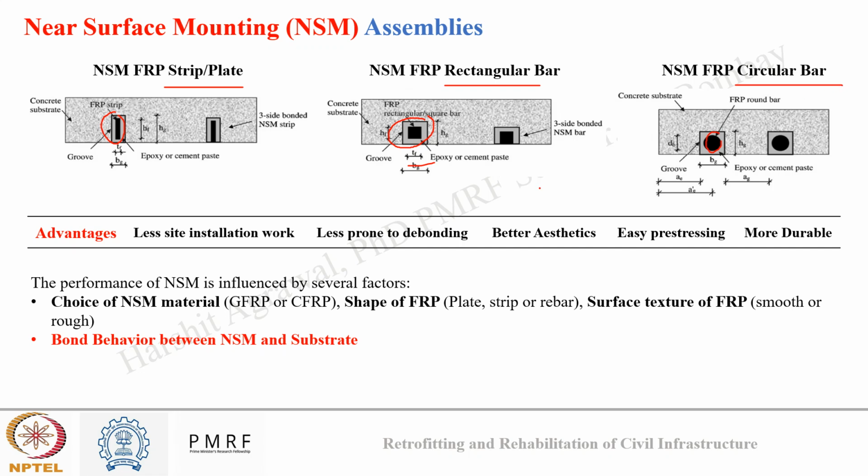From this we can see several benefits of opting for FRP for strengthening. What are these benefits? Since these are mounted near the surface, they require less site installation work. Since they are embedded inside the concrete and not attached on the surface of concrete, they are less prone to debonding failures. They offer better aesthetics since there is nothing coming out of the surface of concrete, so we can install the NSM bar and groove it and it will appear as part of the structure only and not as something attached on the structure. So it will improve the aesthetics.